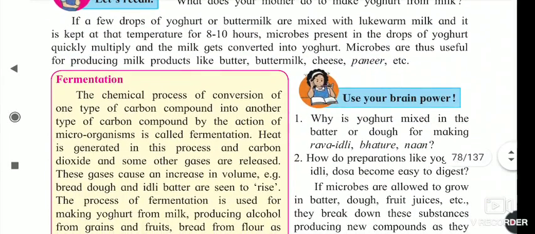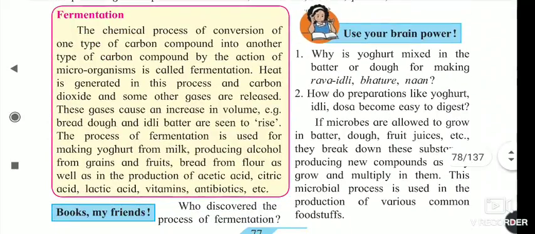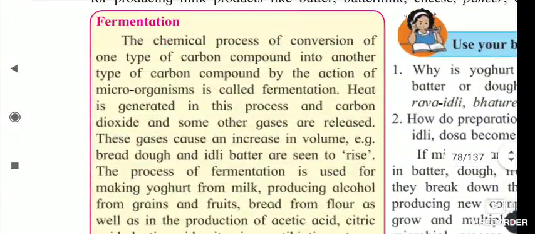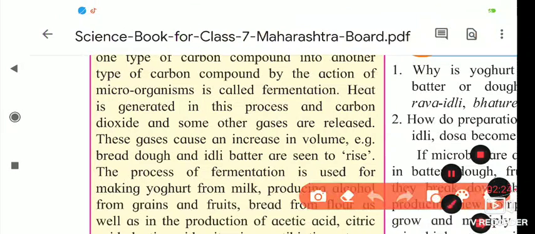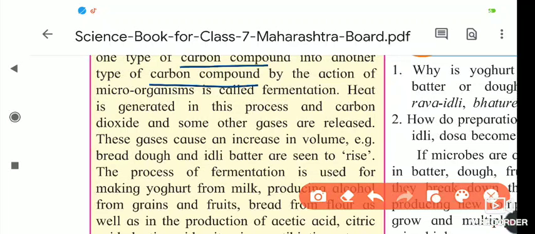Next point is fermentation. I think we had seen this part, but we will quickly revise. The chemical process of conversion of one type of carbon compound into another type of carbon compound by the action of microorganisms is called fermentation. So milk, a type of carbon compound, we convert into dahi, that is yogurt, which is another type of carbon compound. For that we add a little buttermilk, meaning microorganisms, to the milk, and this process is called fermentation.